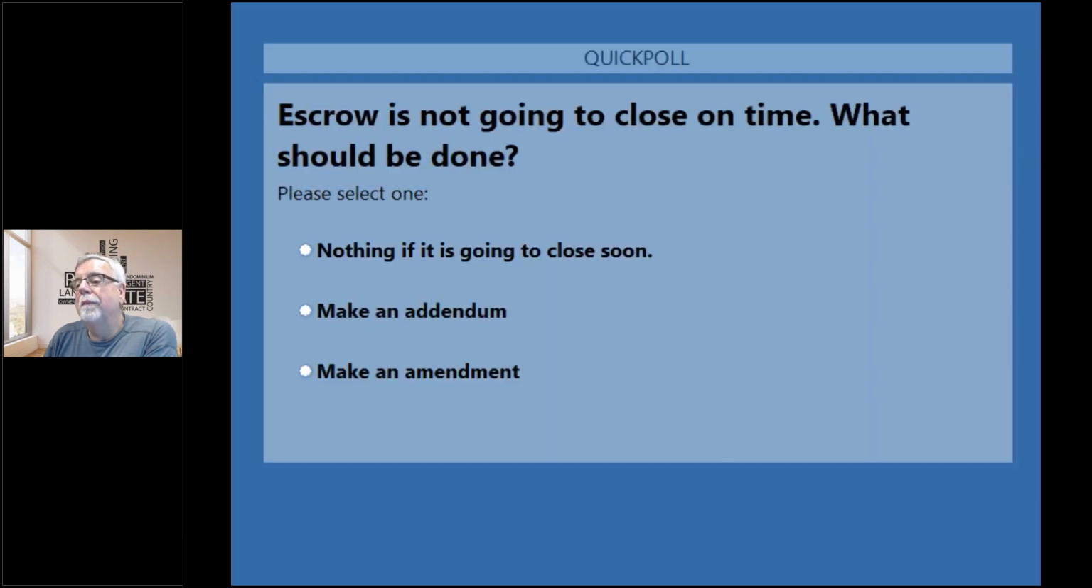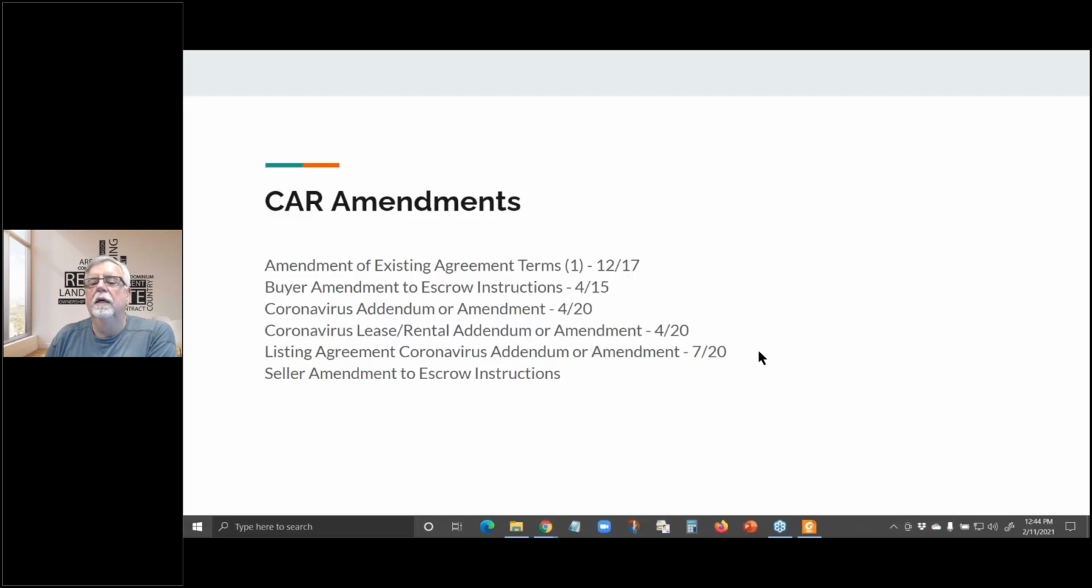Okay, how about, what do you do if you find out that escrow is not going to close on time? What should you do? Ignore it, right? Because the loan agent said they were getting it together and it'll just be a few days. Make an addendum or make an amendment. Well, we would want to amend it if it says close of escrow is going to be on a certain day and we're changing the close of escrow. That would typically be something that we would like to amend.